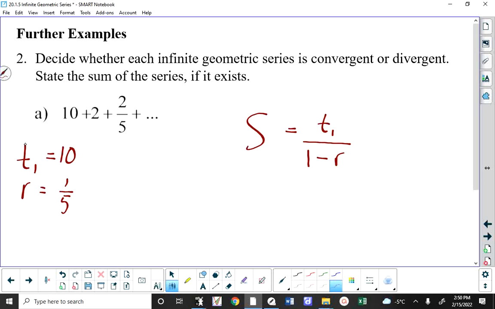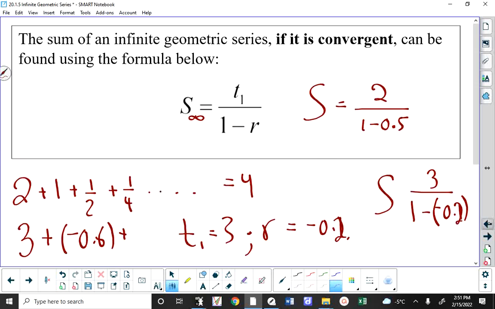Jack? Each subsequent term is smaller, which means that it can't possibly pass a certain number. Beautiful. Each subsequent term, each next term is smaller than the one before. How do you know it's smaller other than looking at these numbers? Well, the common ratio is less than 1. And in fact, I'll tell you right now that if the common ratio is less than 1, it will be convergent. By less than 1, I mean between 0 and 1. Okay?